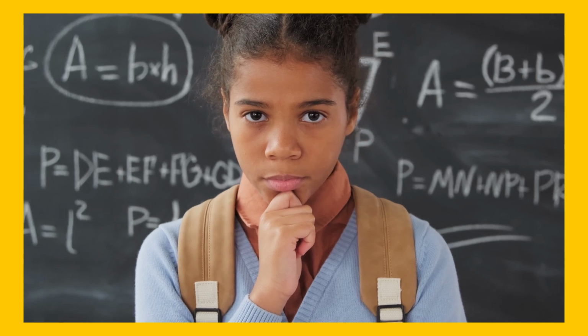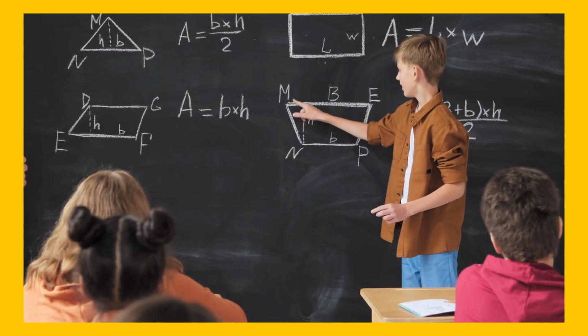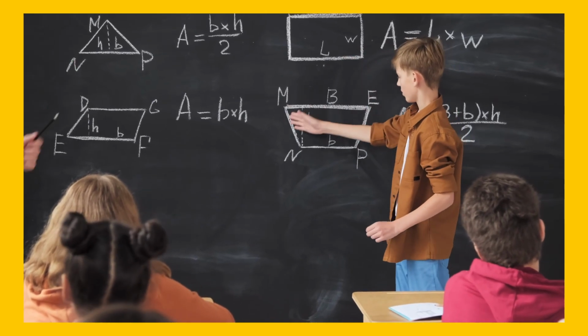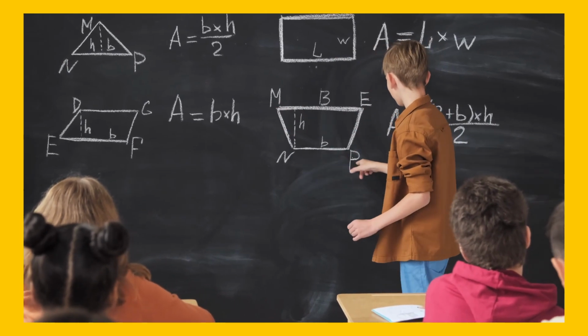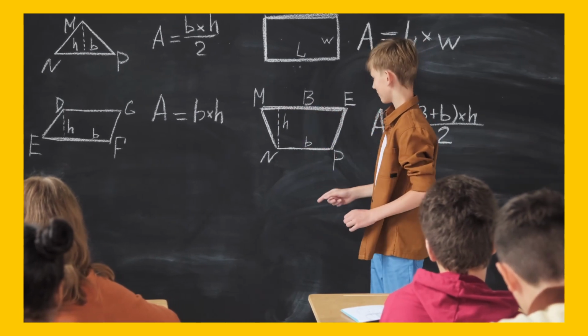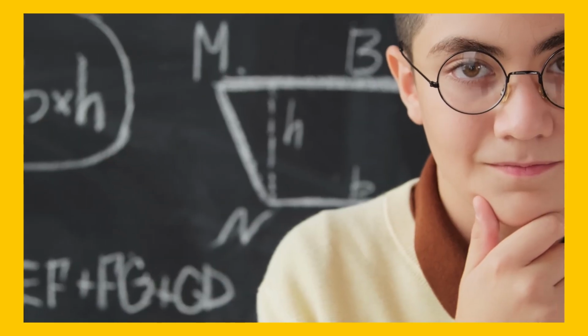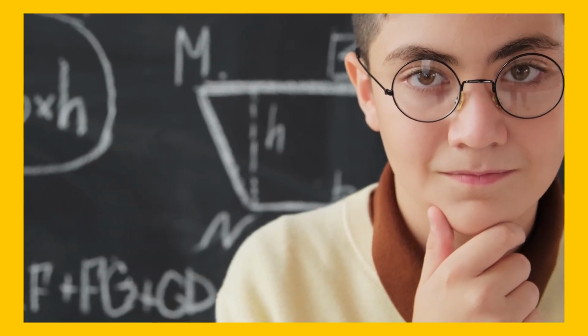Section 3. Basic operations with variables. Now, let's combine variables with the 4 basic math operations we already know. Addition. Let's say you have 2 apples and X more apples. We write this as 2 plus X. Subtraction. If you had 5 candies and ate Y of them, it becomes 5 minus Y.